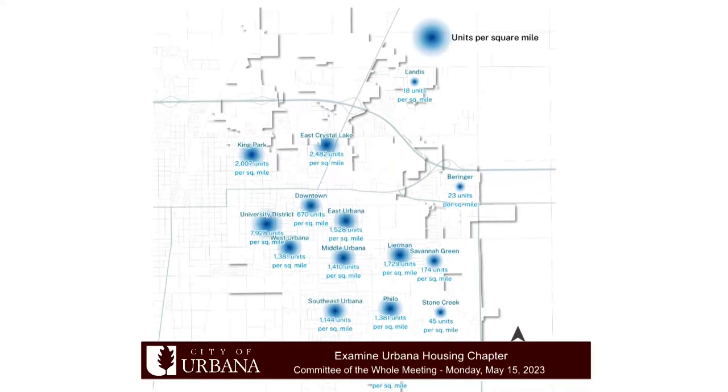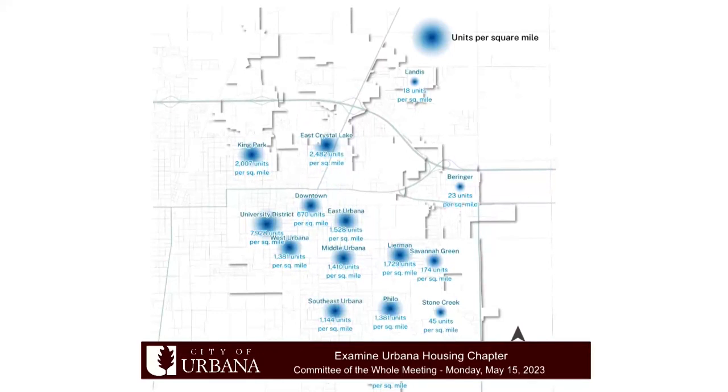So we do have some data here, which Lily was able to map, showing the amount of rental units, which we know through our rental registration program, in different portions of the city. And you can see that the amount of rental housing in different portions of the city really varies a lot, depending on what part of the city you're looking at.